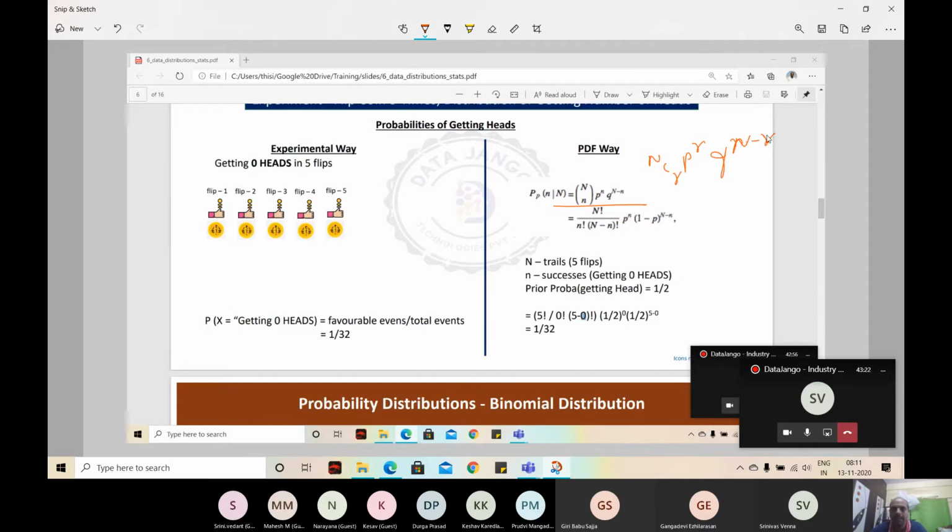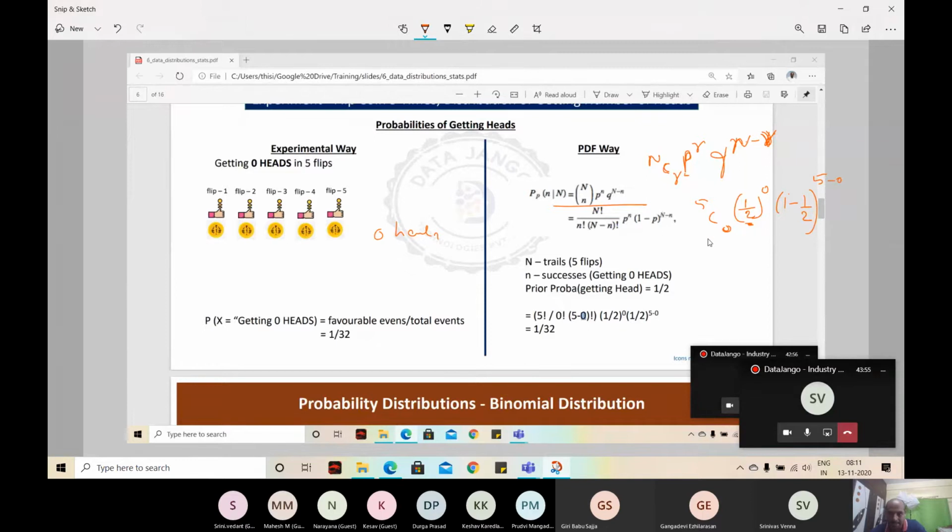Here N is 5, the number of times we conducted the experiment, and we are trying to see 0 heads. So 5C0, times 1 by 2 to the power of 0, since P is getting a head; and Q is not getting a head, which is 1 minus P, to the power of 5 minus 0.